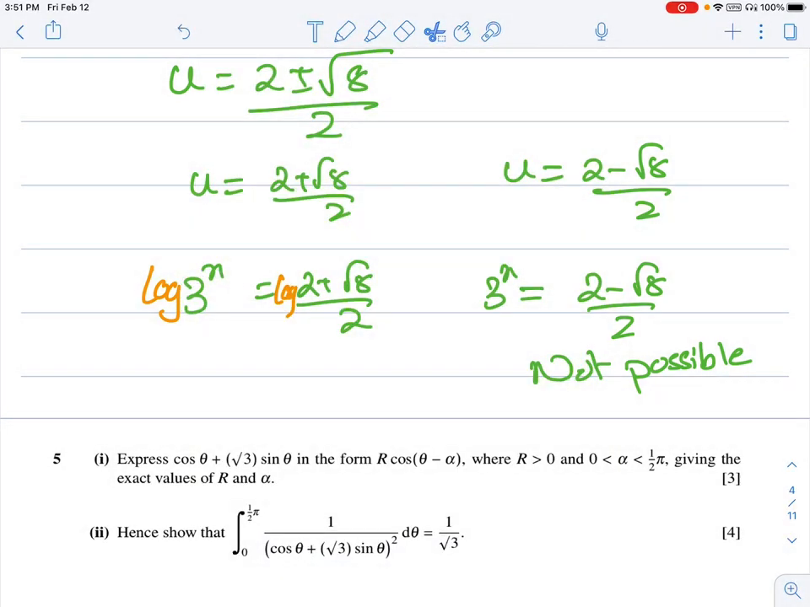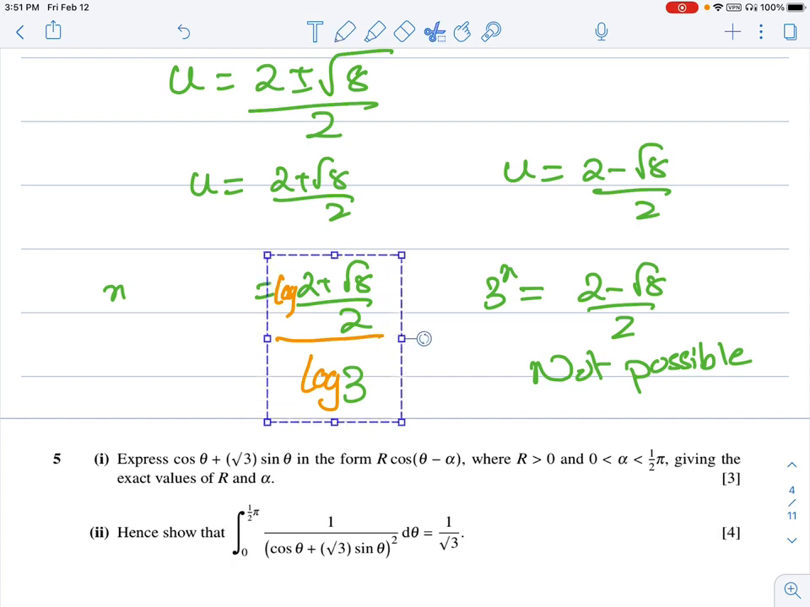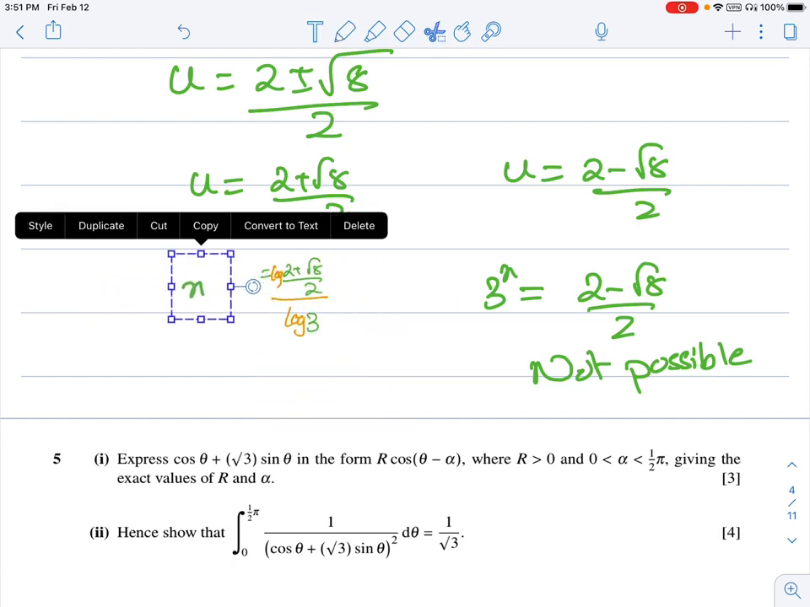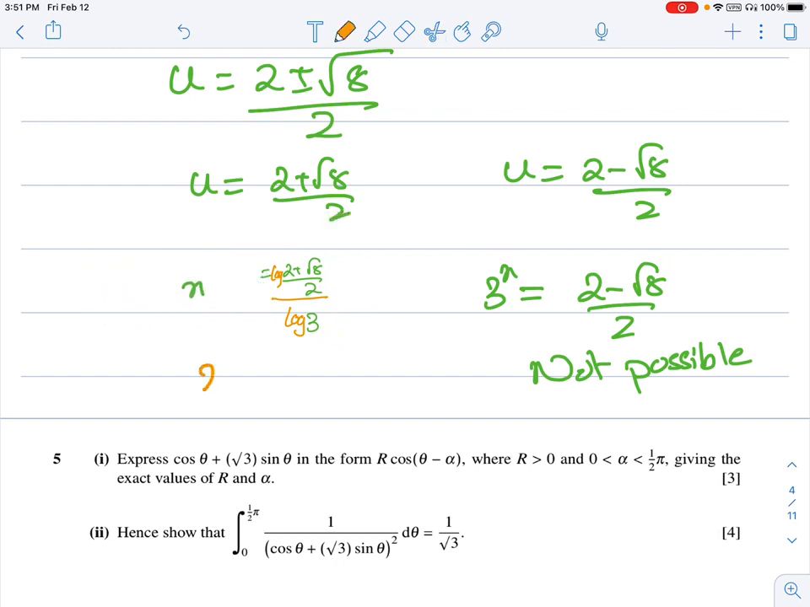Because of lack of space, or else I would still try. Don't worry, I try like this. Yes, x moves into the front. So now I want the x value. So this log 3 also moves over here. So this becomes log of 2 plus root 8 by log 3. So the x value, when I get it out by calculator, is 0.802. That's all. This is the final answer.